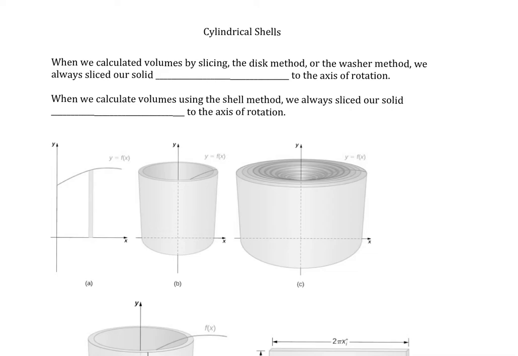Let's talk about calculating volumes using cylindrical shells. When we calculated volumes by slicing, the disk method or the washer method, we always sliced our solid perpendicular to the axis of rotation. And I just wanted to point out that slicing, disk method, washer method, all three of these are section 5.2 type situations.